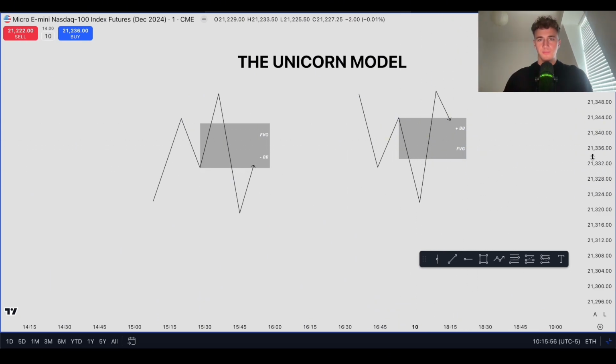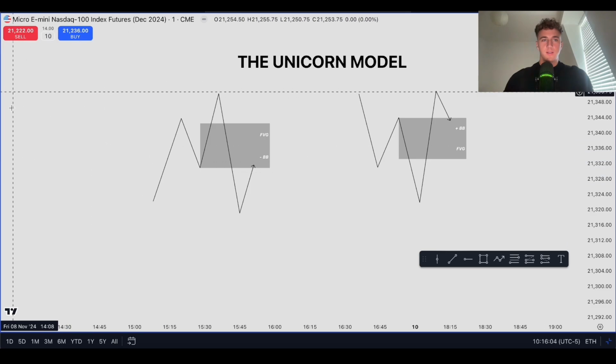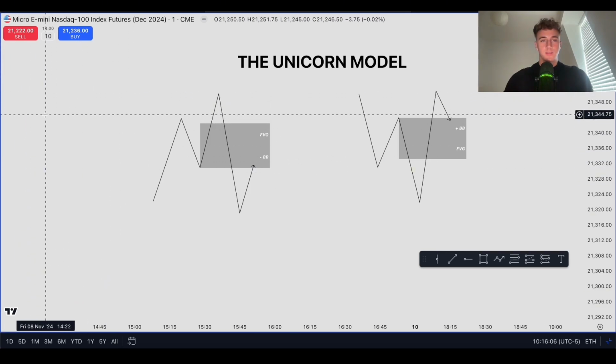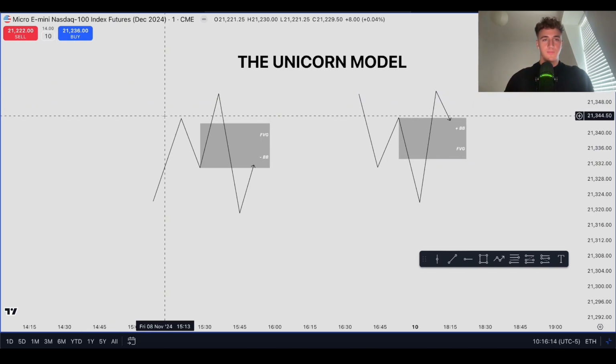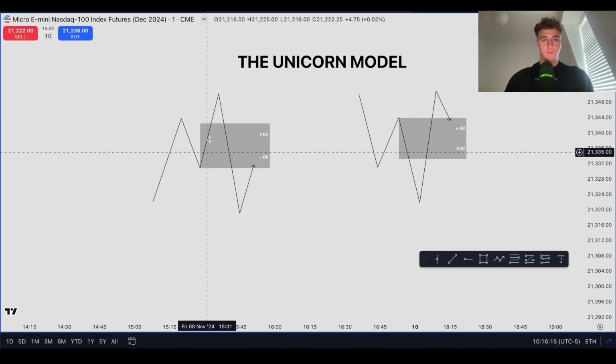And just a quick little gem for you lot I want to mention, the unicorn model works very well if we're approaching some sort of higher time frame buy side liquidity, such as the 15-minute or the 4-hour, whichever looks the cleanest. If we come up to that buy side liquidity level and we get this type of formation.